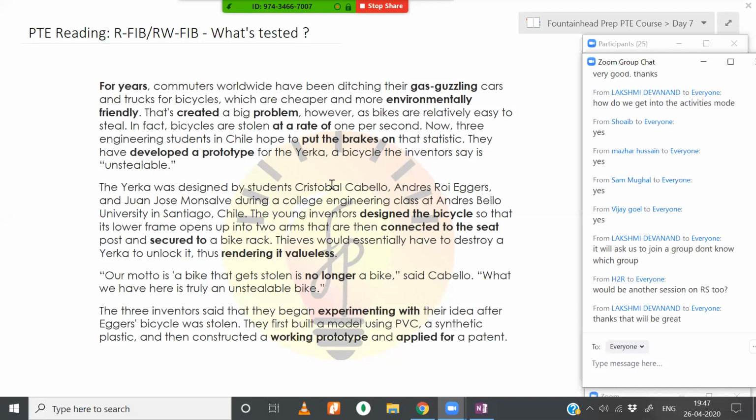Would there be another session on RS? I don't think so. We had a very lengthy session on RS the other day. But yeah, the recording is available, so you will be able to go through the recording.